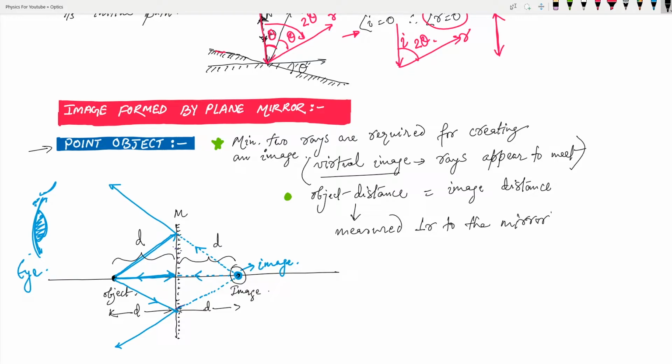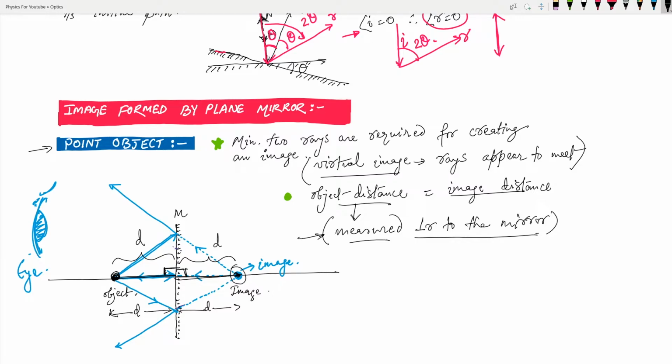I'll explain this when I give you some numericals. So the measurement of the object distance and image distance is done perpendicular to the mirror. You can see this diagram, this is the object and the distance is actually perpendicular to the mirror. And the image formed, that distance is also perpendicular. This is what the statement that is measured perpendicular to the mirror actually means.